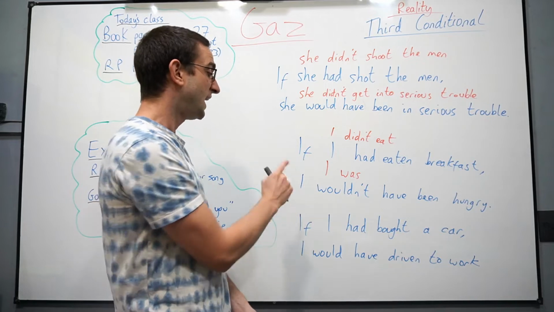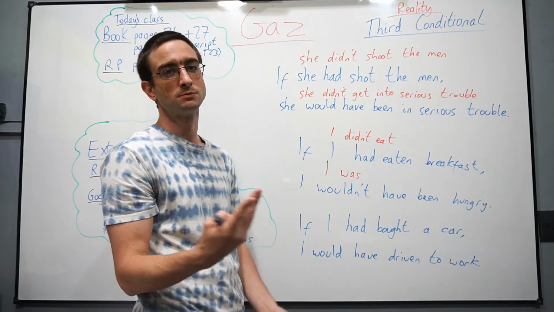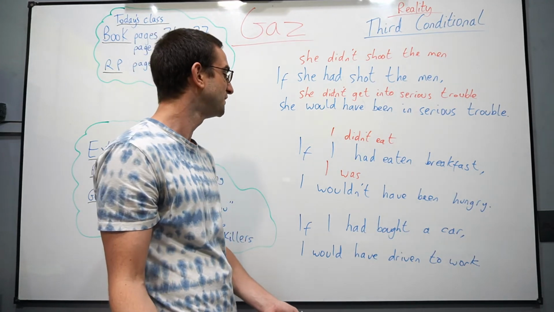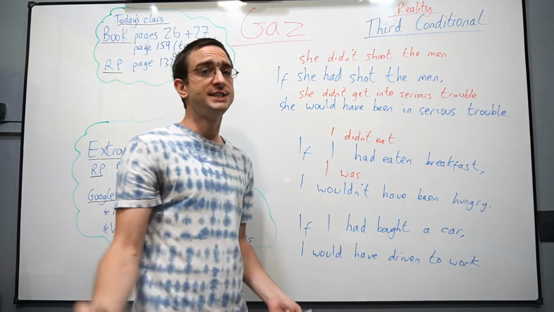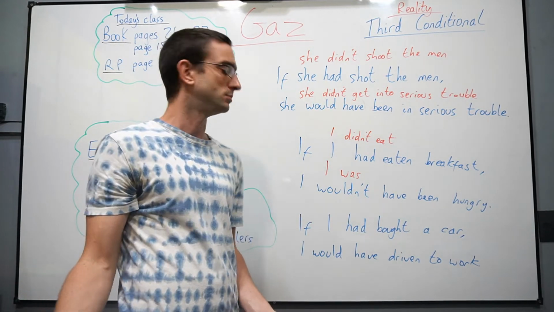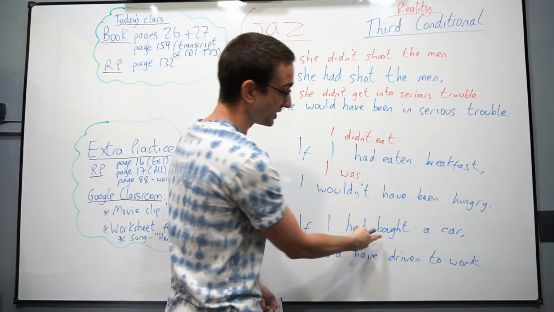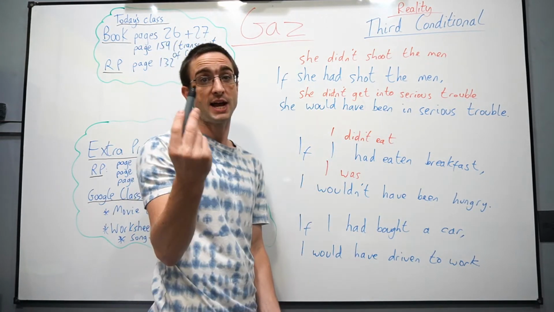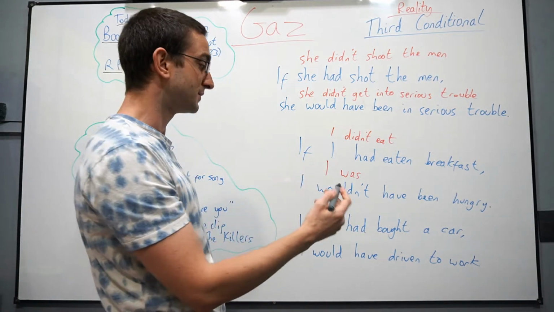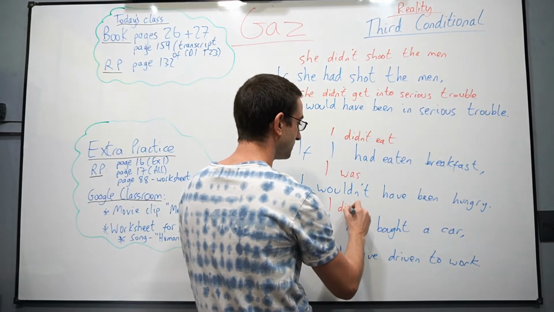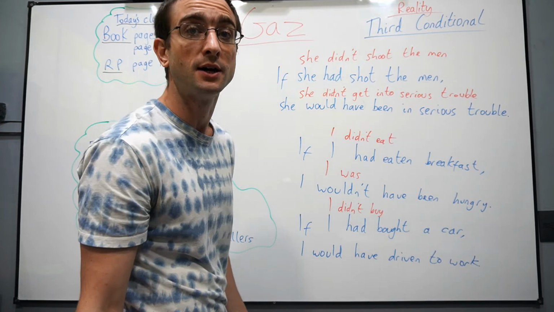One more. If I had bought a car, I would have driven to work. Lazy bones, okay? But, look at this. I say, if I had bought a car, did I buy a car? Yes or no? Well, here, my imaginary third conditional is positive. If I had bought a car. That means the reality is the opposite. So, the reality must be negative. So, I didn't buy a car. I didn't buy a car.